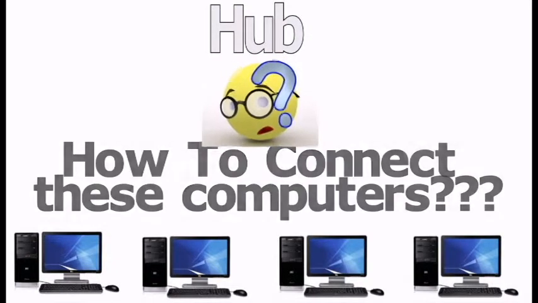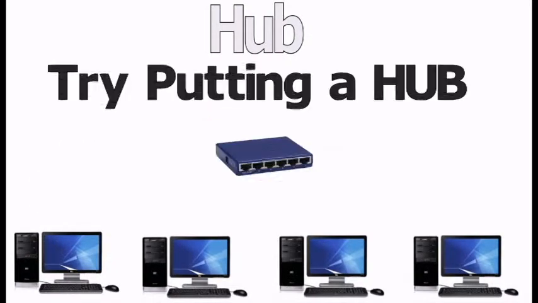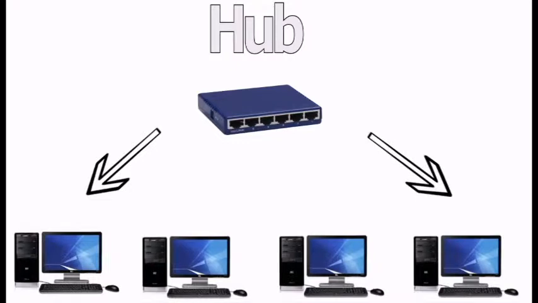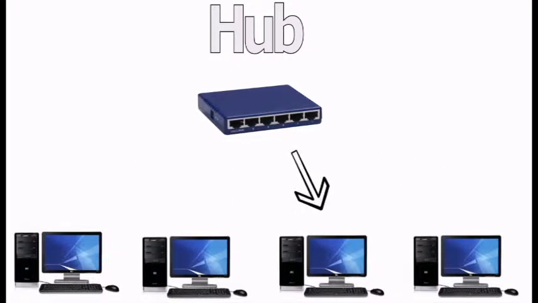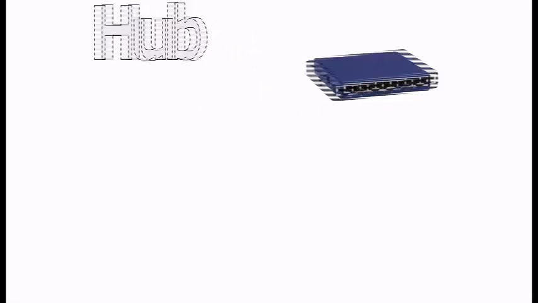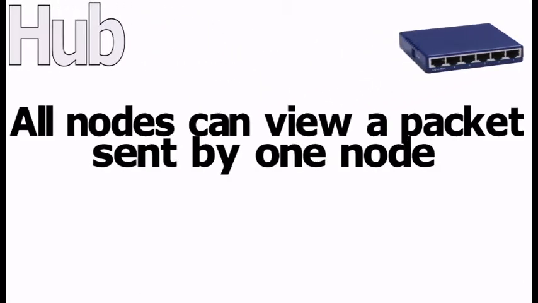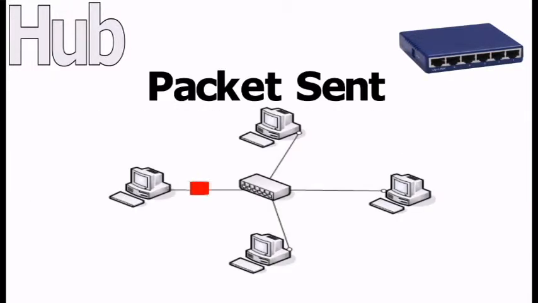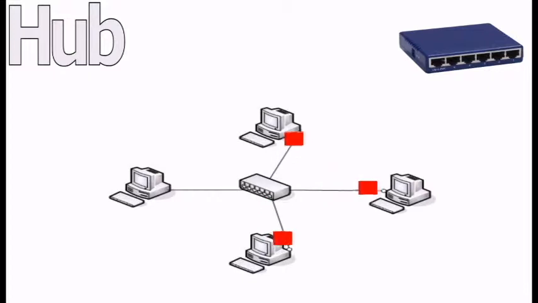Let us first learn about a hub. Suppose there are 4 computers that we need to connect. Let's put a hub. So we connect all the computers to this hub via Ethernet cables. All nodes can view a packet sent by any one node. Here, whatever data packet is being sent is received by all the other nodes.